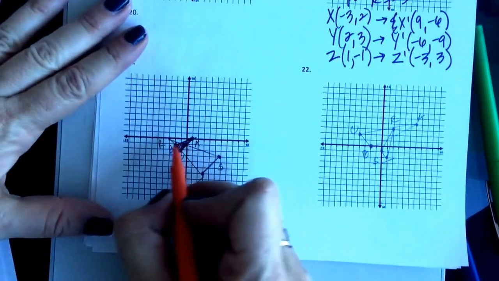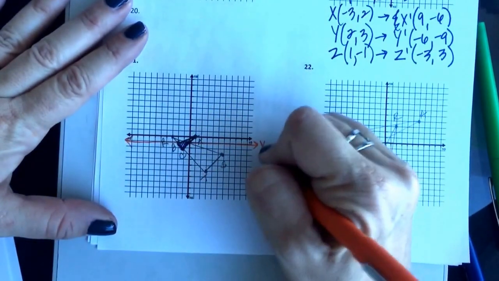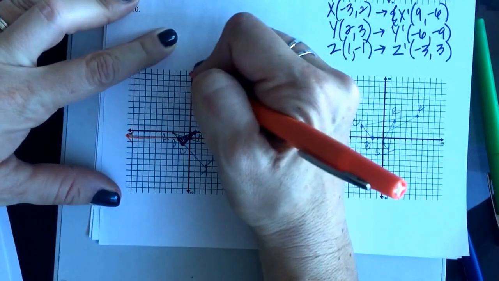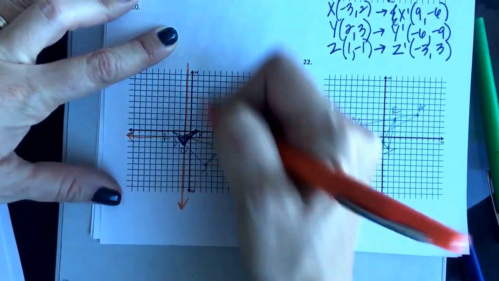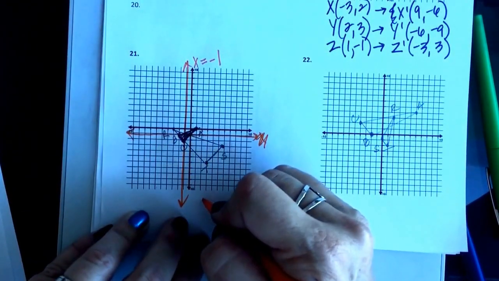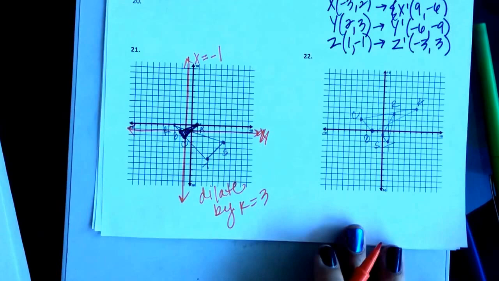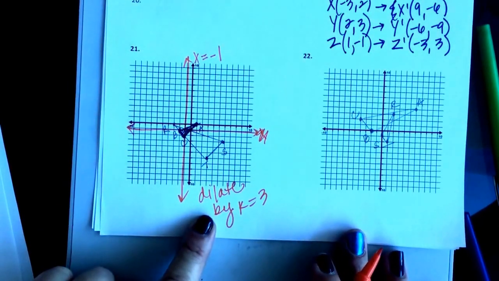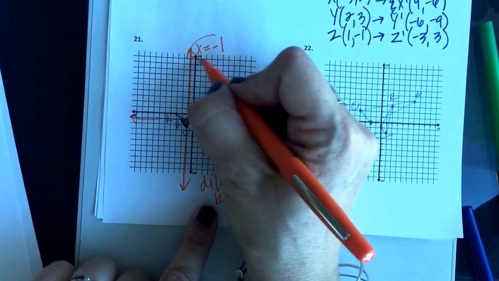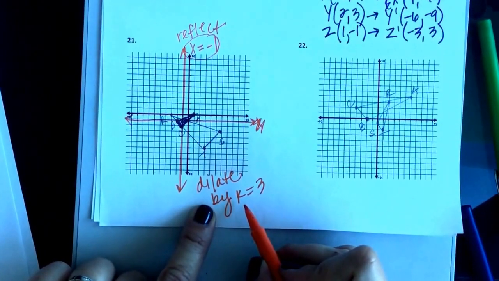In this one, I want to reflect my little figure over X equals -1. There it is. I'm going to reflect over X equals -1, and then I'm going to dilate by K equals 3. I'm giving you the answer, and I want you to write the points down to show how one goes from X equals -1, reflect, to the dilate, multiplying everything by K equals 3.